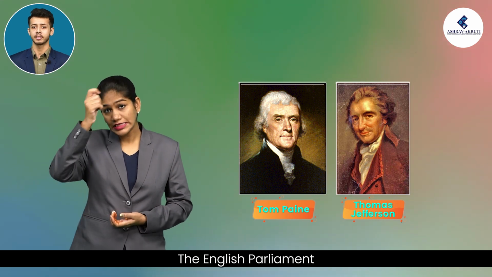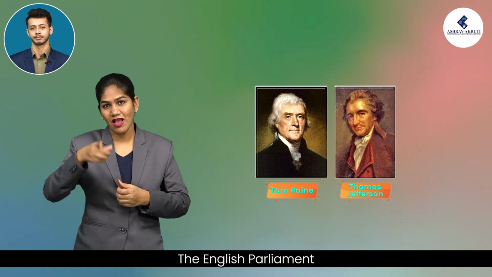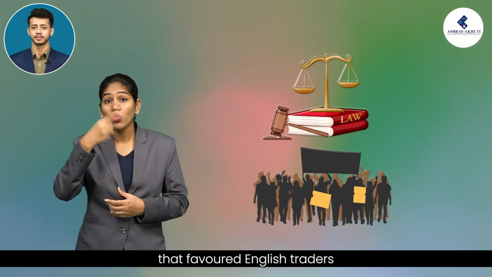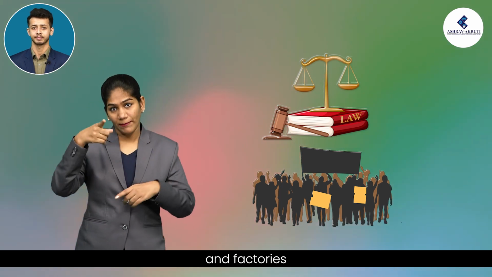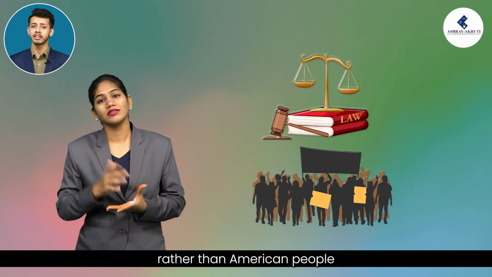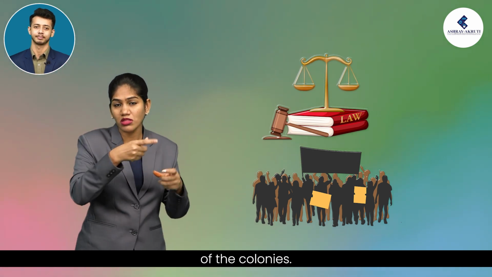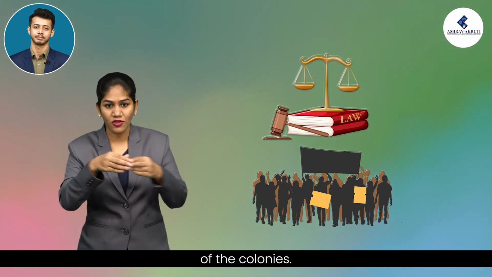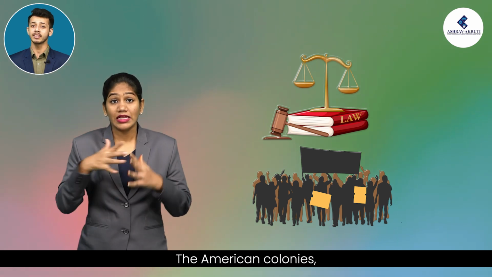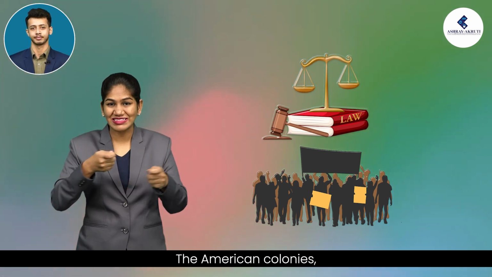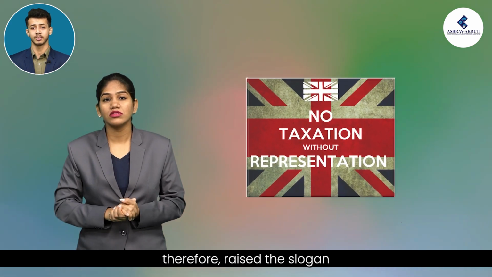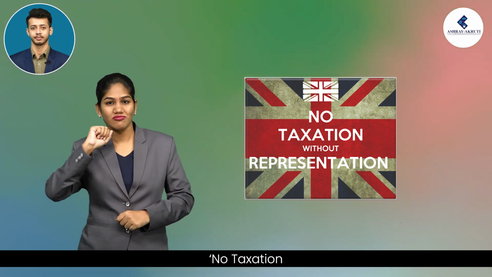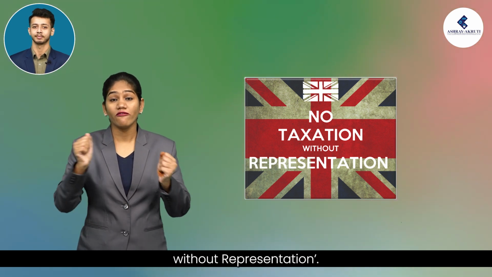The English Parliament often passed laws that favored English traders and factories rather than American people of the colonies. The American colonies therefore raised the slogan, "No taxation without representation."